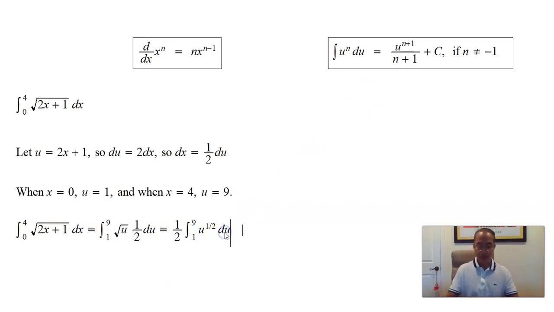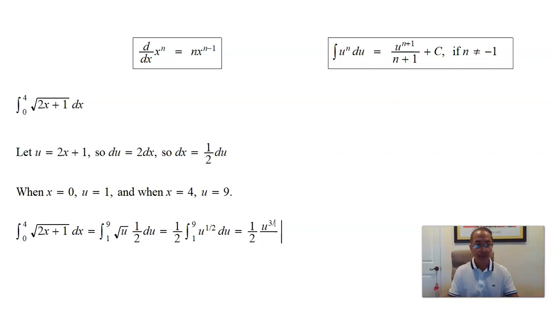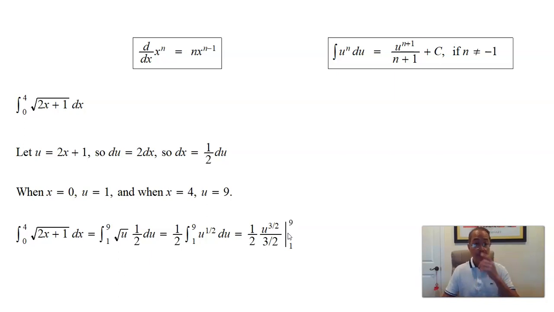Okay, so let's go. We are going to get 1/2, and then we will have as our antiderivative u to the power 3/2 divided by 3/2. Okay, and we will evaluate this from 1 to 9. So it's no longer 0 to 4, it is now from 1 to 9. Let's simplify this first. 2 will cancel with the 1/2 over here, so we just get 1/3.